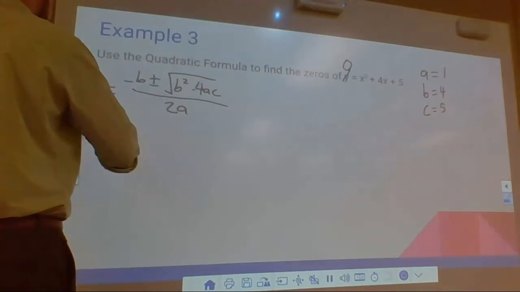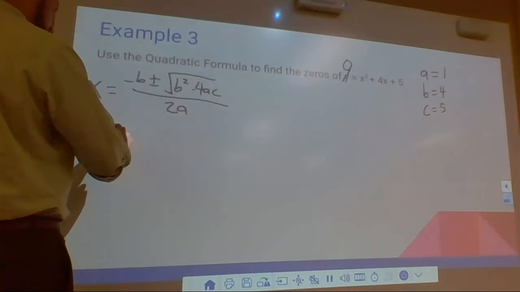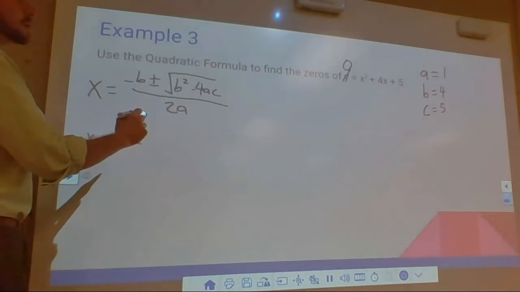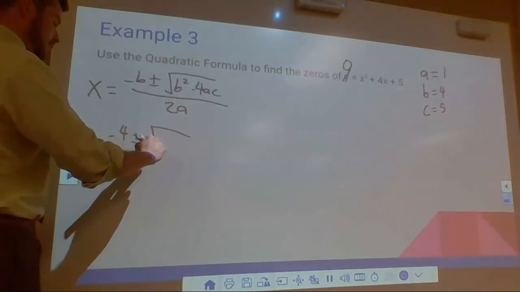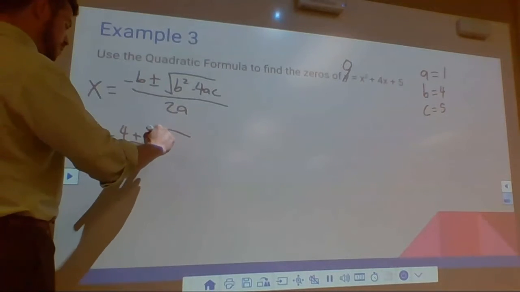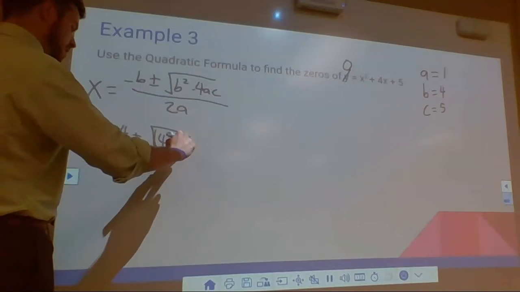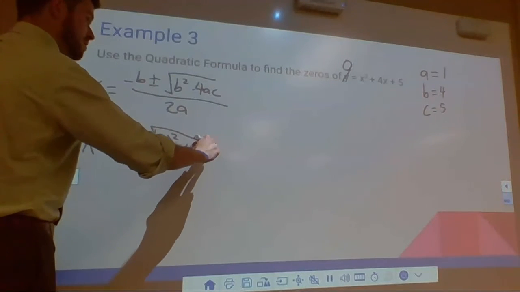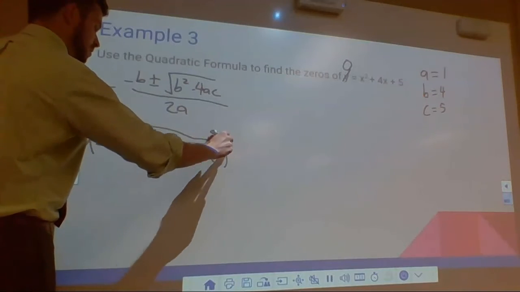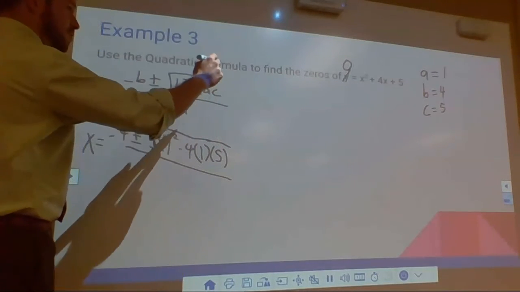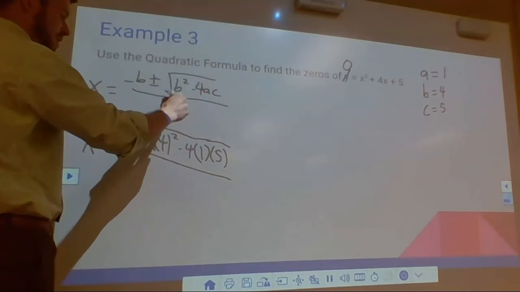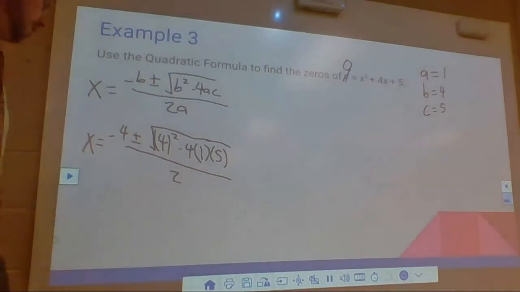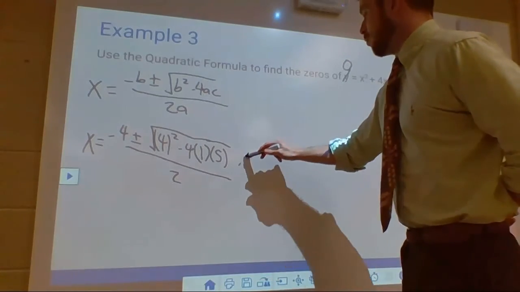So I'm going to substitute in x equals negative 4 plus or minus the square root of 4 squared minus 4 times a is 1 and c is 5. So just substituting all these in, and then 2 times a, 2 times 1, that's just 2. Okay, so now I'm going to move right here.